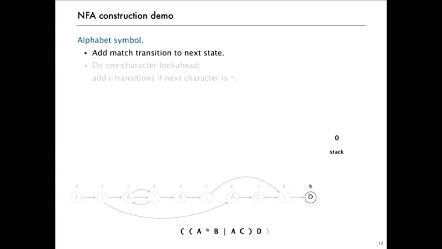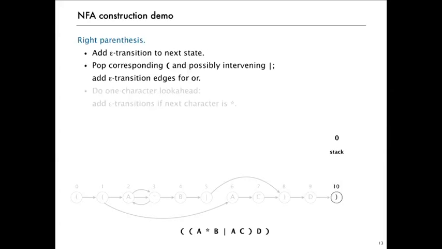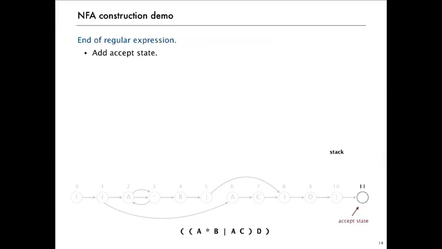Now in this case, we have no star, so we just find an alphabet symbol, we add the match transition, and now we have the right parenthesis, and so we pop the corresponding left parenthesis, and it's not an OR, so in this case there's nothing to do except do the epsilon transition to the accept state. So that's the process for each character in the regular expression.